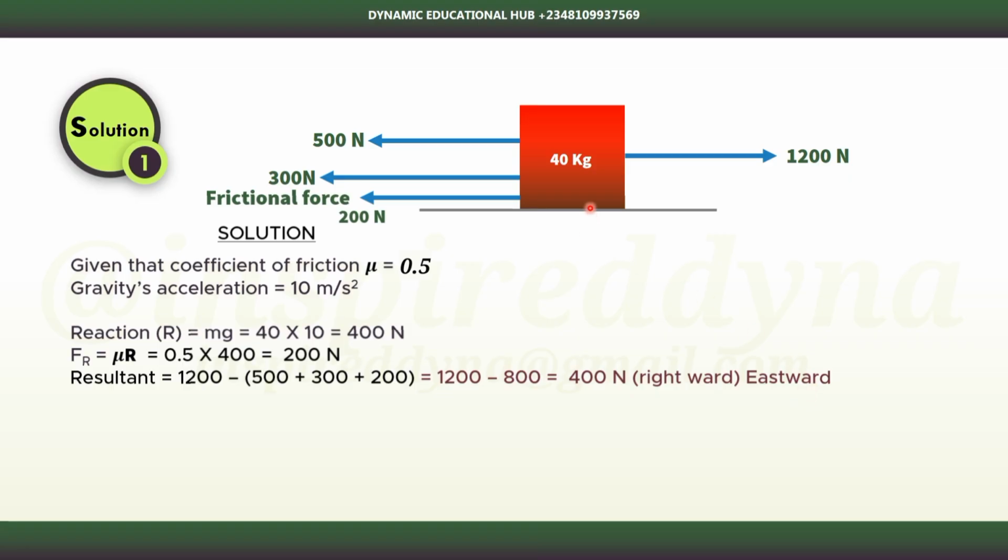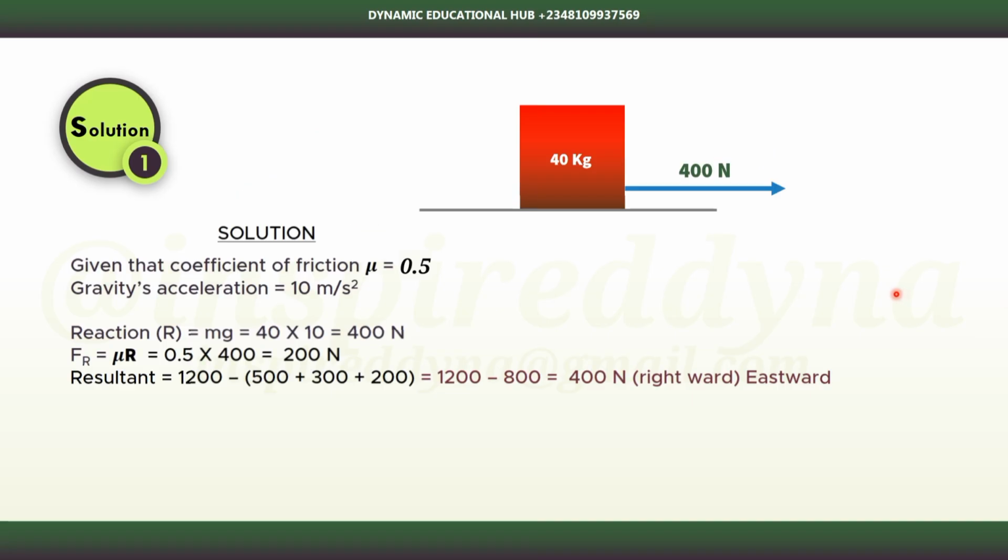So this object slides along this direction. That is the direction of the resultant force. Now that we have the resultant force, which is 400 Newton acting along this direction, let's find the equilibrant. The equilibrant is going to balance this force, and it will act in the opposite direction, which is also 400 Newton, but acting towards the opposite direction.